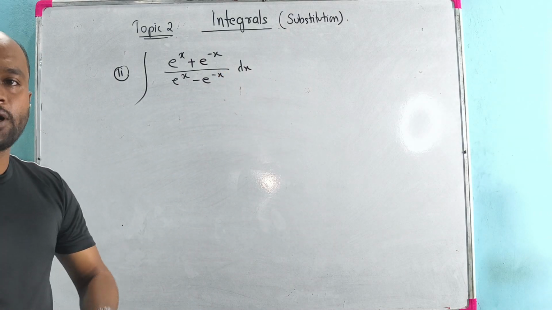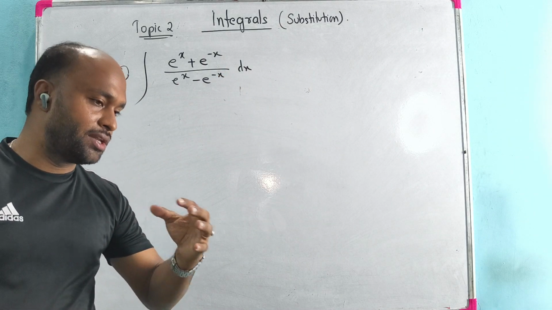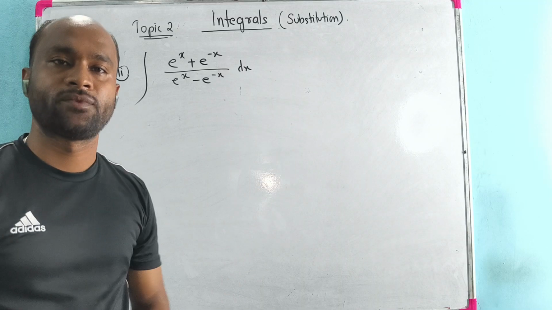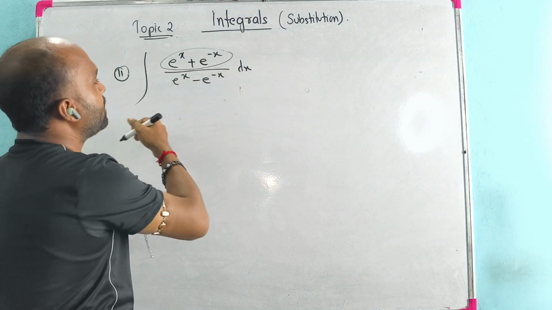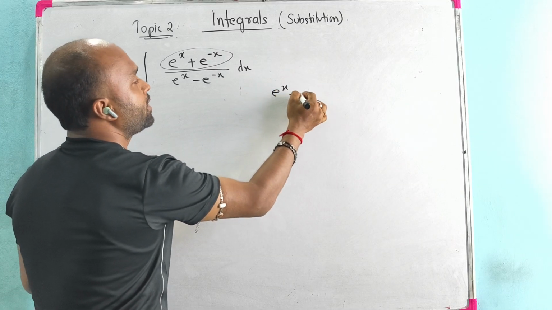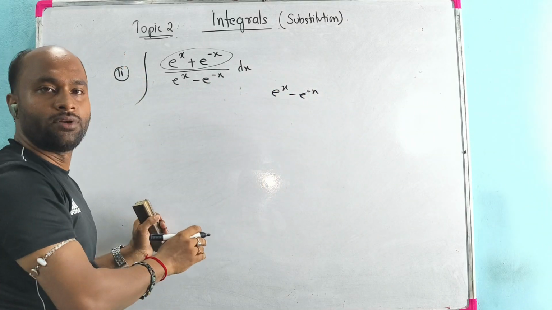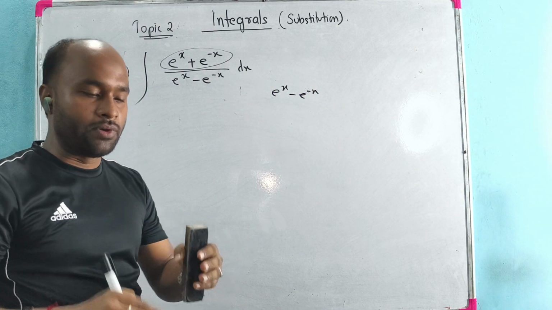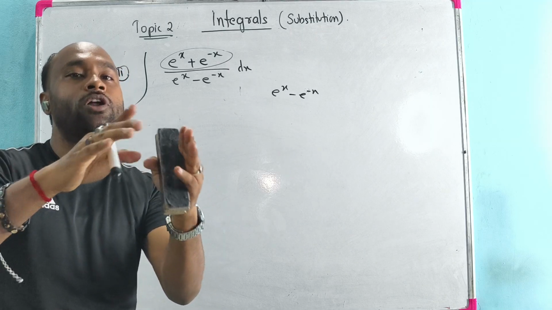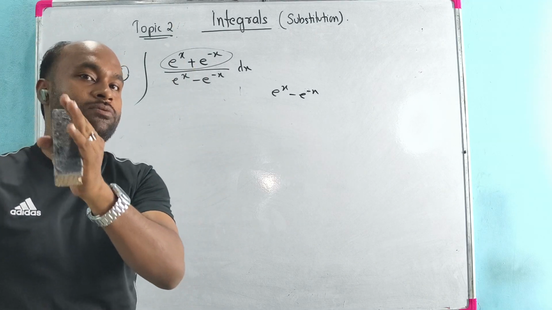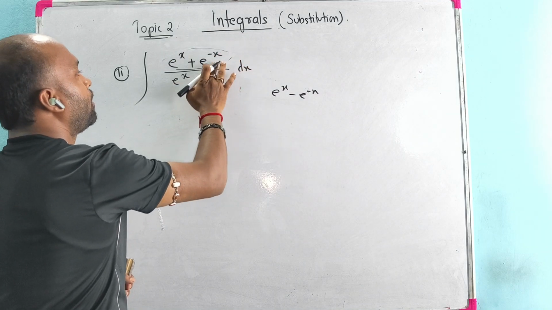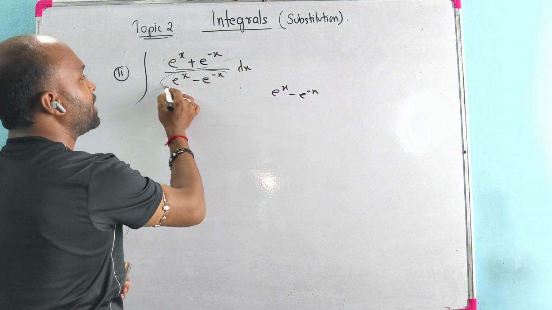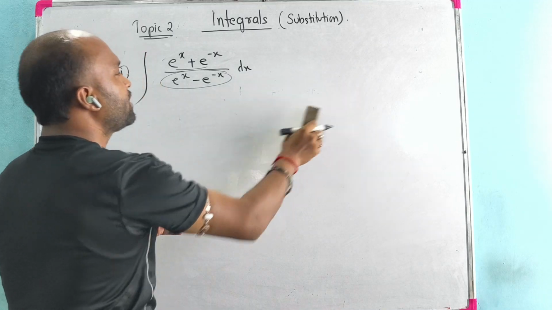Is it clear? So let me identify whether anything is there whose derivative is present. Now see, if I take this one, the derivative of this is what? e^x minus e^(-x) is there in the denominator. So the problem is that the function whose derivative is there should always be in the numerator. So I can't consider the upper one. I will not take this one. So only one option is left, the lower one.